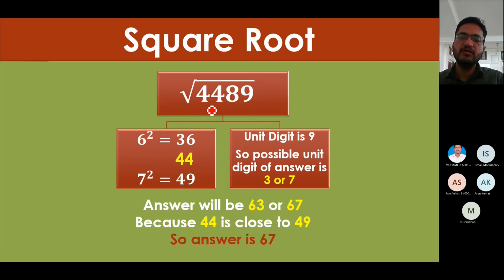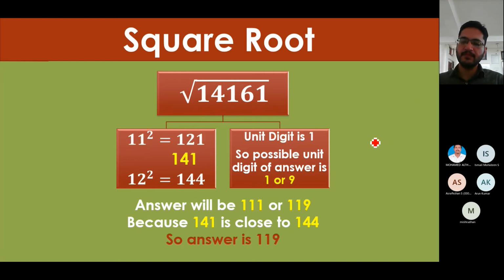Next again, 4489. This number is ending with 9, so the unit place will be 3 or 7. Now next 44, which is greater than 36, which is the square of 6. So the tens digit will be 6. Now the unit place is 3 or 7. Because 44 is close to 49, we will take the greater number. So it will be 7. So the answer is 67. Now again we will make pairs of 2.